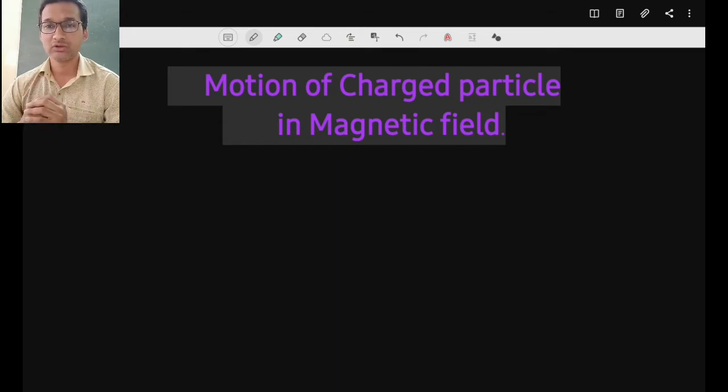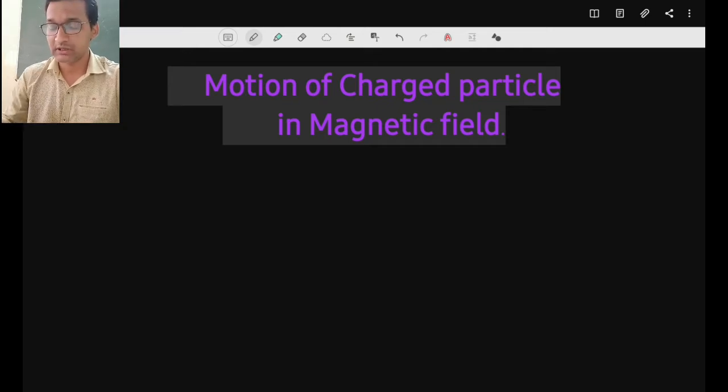In this class, we are going to see the motion of a charged particle in uniform magnetic field. So, we are going to see what happens when a charged particle enters a uniform magnetic field. This, as you may remember, you have studied in the last classes in cyclotron, when you were studying the cyclotron. Okay, let us start with this concept.